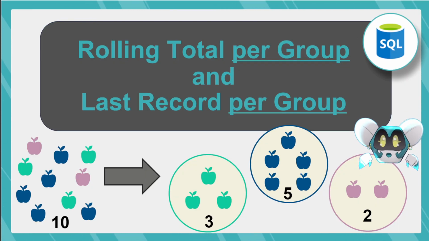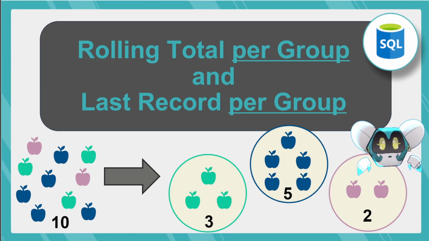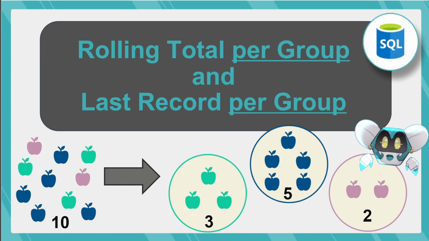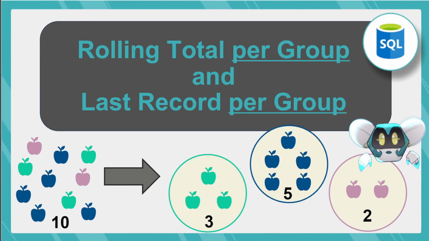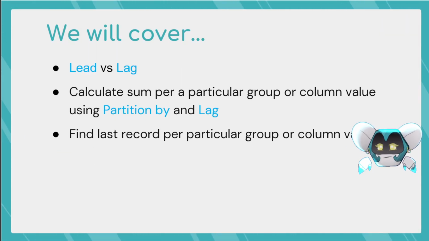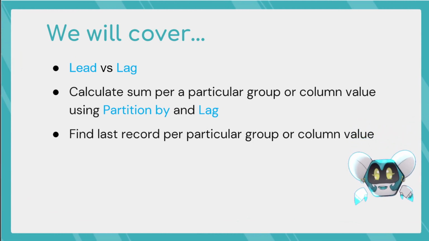I'm sure you probably know how to take the sum of an amount or number column for a whole table, or maybe find the max timestamp as well. But what if you want to find the sum per category or per ID? And what if you want to find the max record or the last record per category? So we'll go over a few useful tools to achieve that.